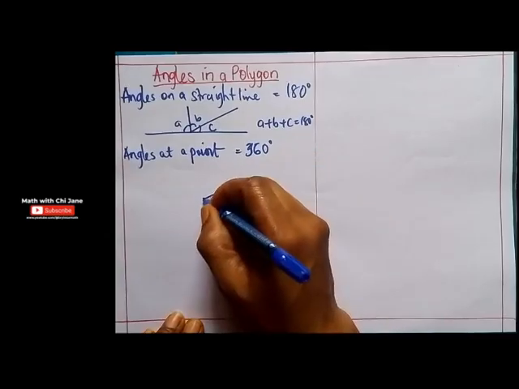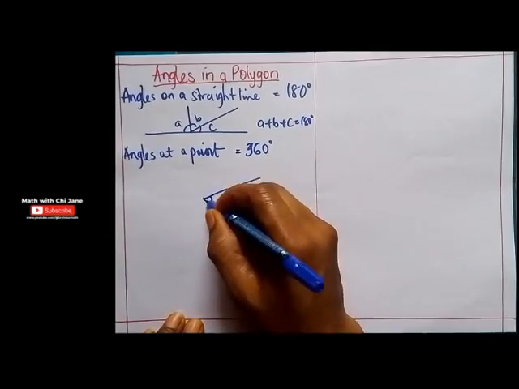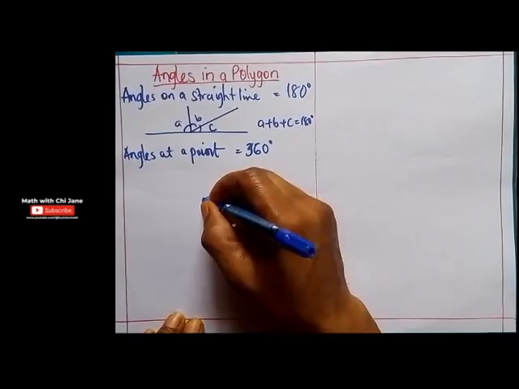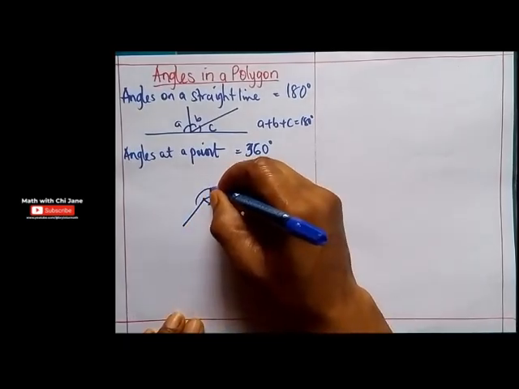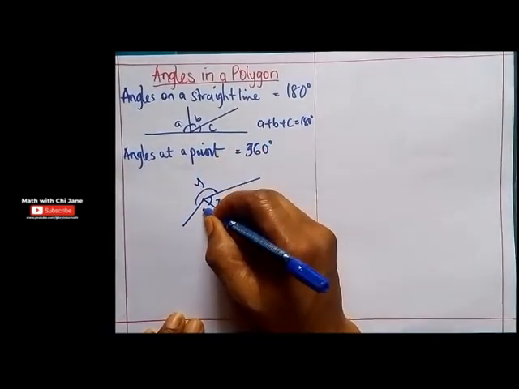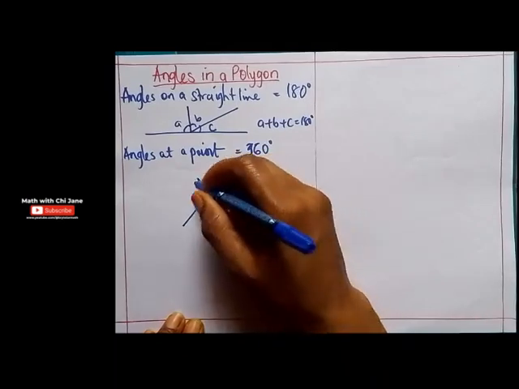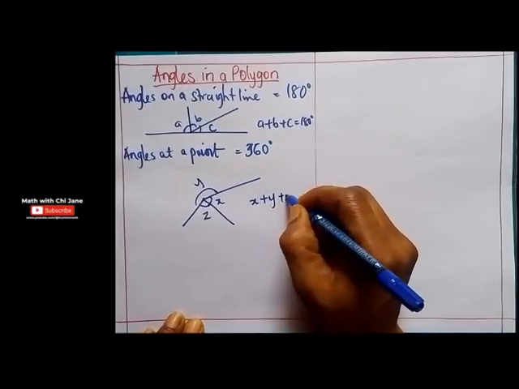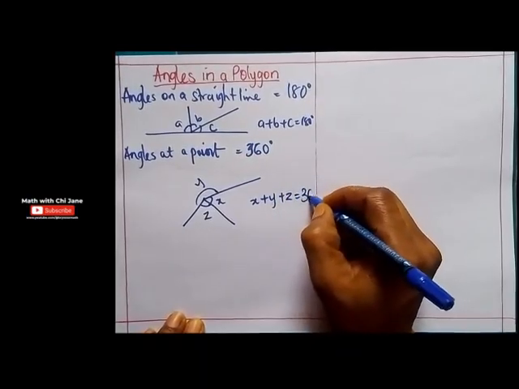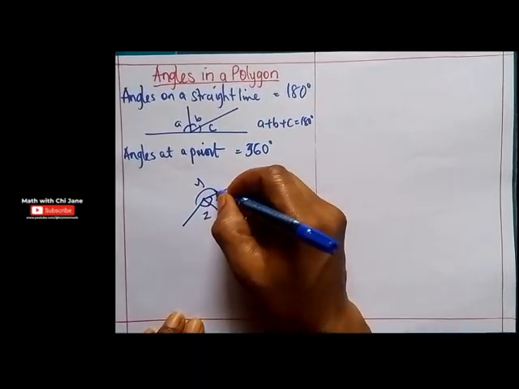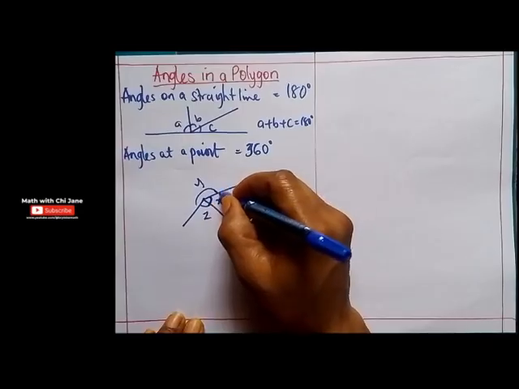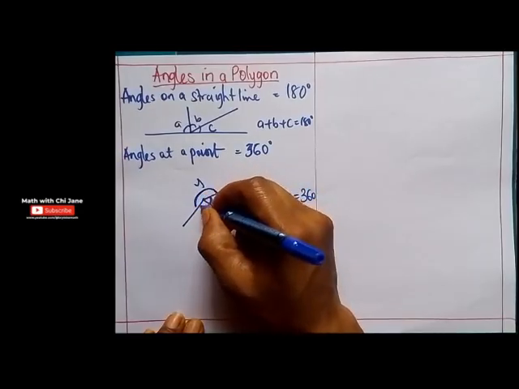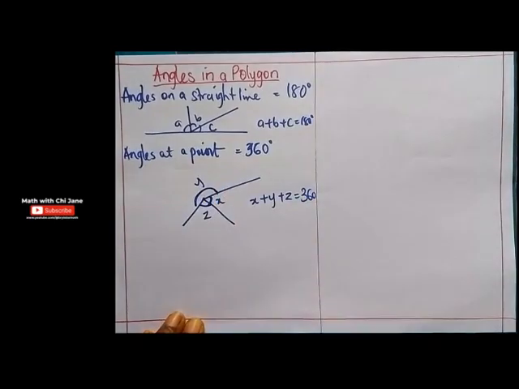So we have an angle formed here. Let's call it X. We have one formed here. Let's call this one Y, and let's call this one Z. So we have X, Y, Z. That means when we sum up angle X plus Y plus Z, that will give us 360. We started from this point, moved over to this point, and then we still returned to this same point. That is angle at a point.